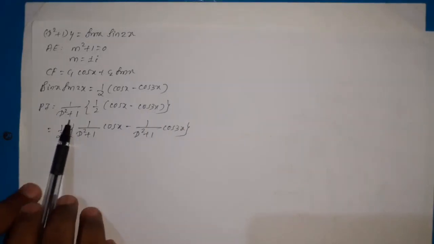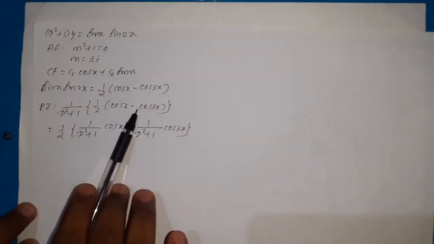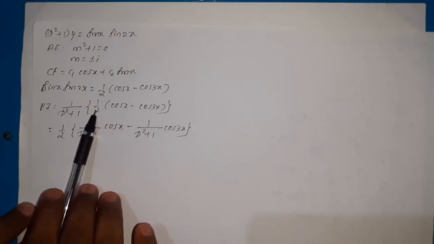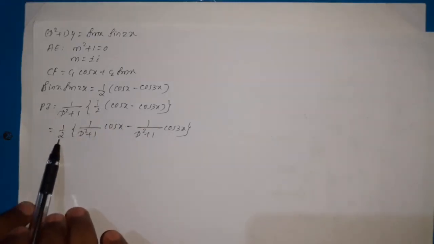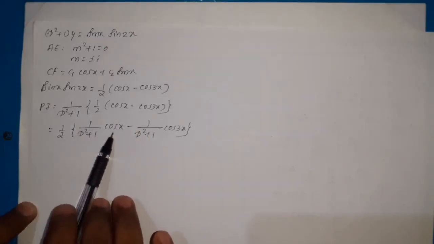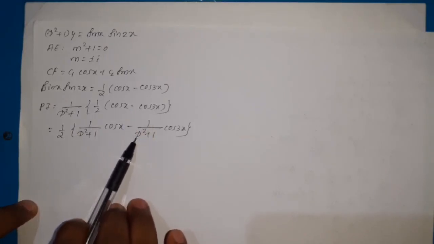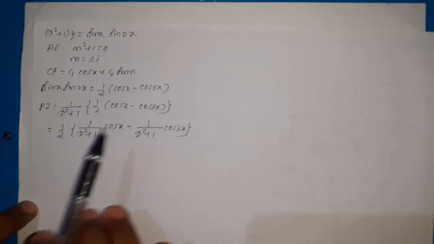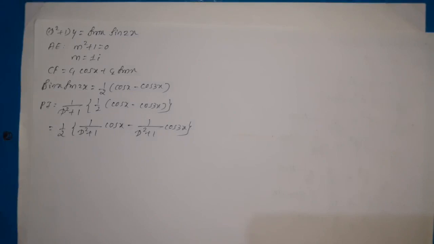So it is 1 divided by D square plus 1 into 1 by 2 (cos x minus cos 3x). Let us write this 1 by 2 outside and write the denominator separately: 1 by 2 into [1 by (D square plus 1) cos x minus 1 by (D square plus 1) cos 3x]. Both the functions are of the form 1 by f(D square) into cos ax. For that we need to substitute D square equal to minus a square in both the functions. Therefore for the first function a is equal to 1 and for the second one a is equal to 3.